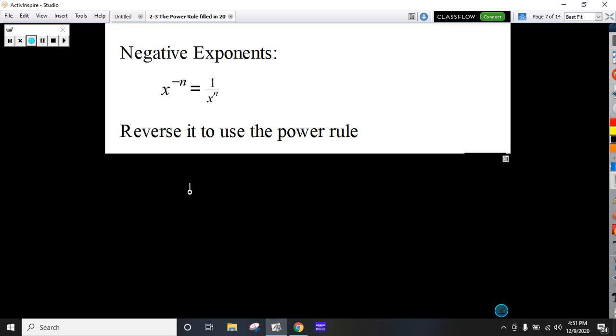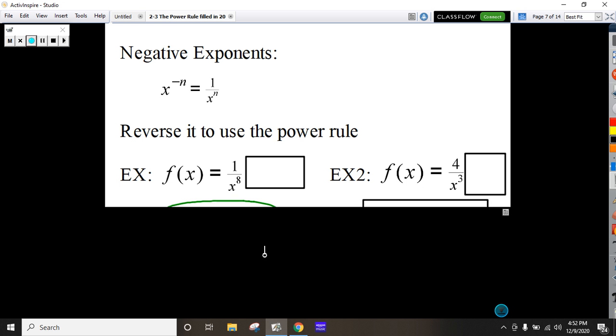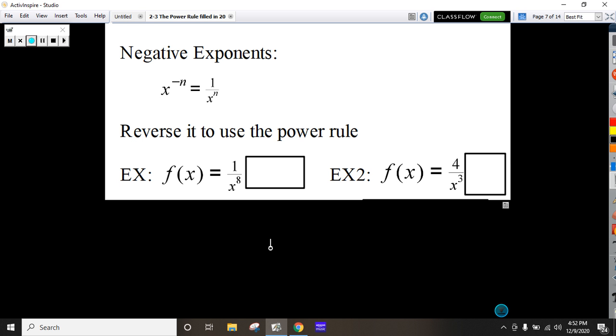So we're going to reverse the fraction into just an exponent, and when we do that, if we take something out of the bottom of a fraction, if we just make its exponent negative, we can take it out of the bottom of a fraction. So for instance, with this first one, 1 over x to the 8th, we're going to take the x to the 8th and move it up top with the 1. The way we can move it up top with the 1 is by making the 8 negative.